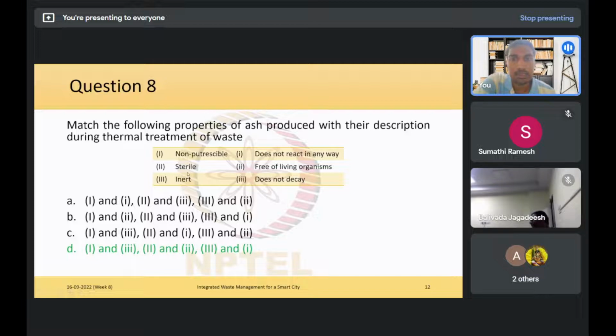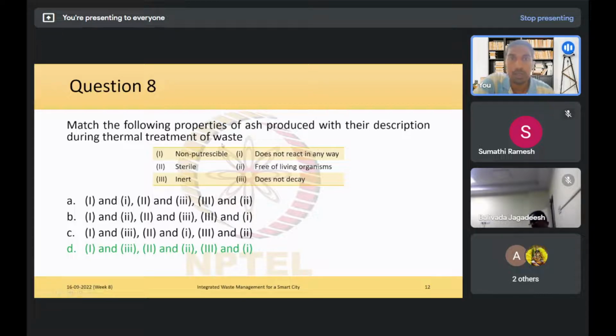sterile. Sterile means it is free of any living organisms, right? We would have heard of sterile containers in labs, which means it is free of any microorganisms, or in general any living organisms. That is what it means to be sterile. And then the third one is inert. Inert means it doesn't react. It stays as it is. It is not going to react with anything. That's what we mean by inert.